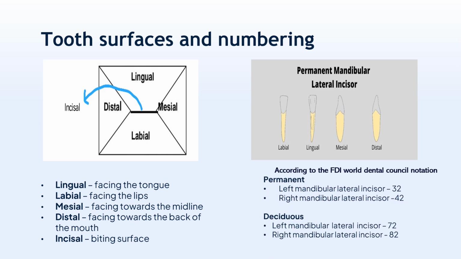According to the FDI, this is how the teeth are numbered. The left mandibular lateral incisor is 3-2, and the right one is 4-2 on permanent teeth. On deciduous teeth, the one on the left is 7-2, and the one on the right is 8-2.